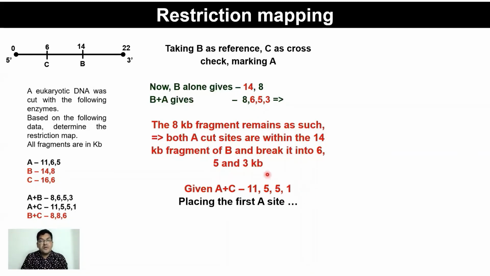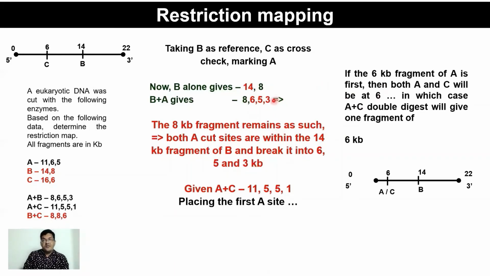Then we also take into reference A plus C. A plus C, if you check, gives you 11, 5, 5, and 1 kb fragments, right? Now we want to place the first A site here. So we'll place the A sites with respect to the 6, 5, and 3 kb fragments that we get from B, and cross-check whether A plus C gives you 11, 5, 5, and 1 kb fragments when you place these restriction sites on the 14 kb fragment of B. So here you are.